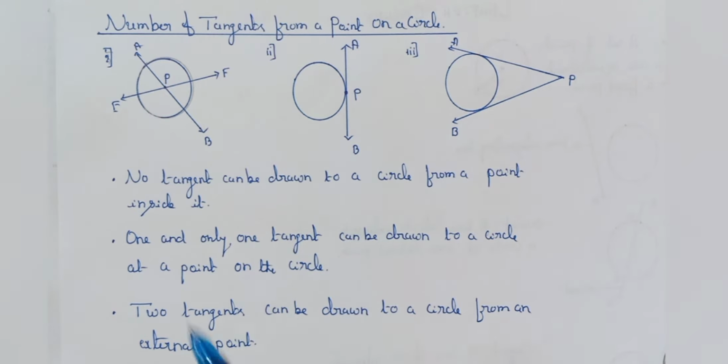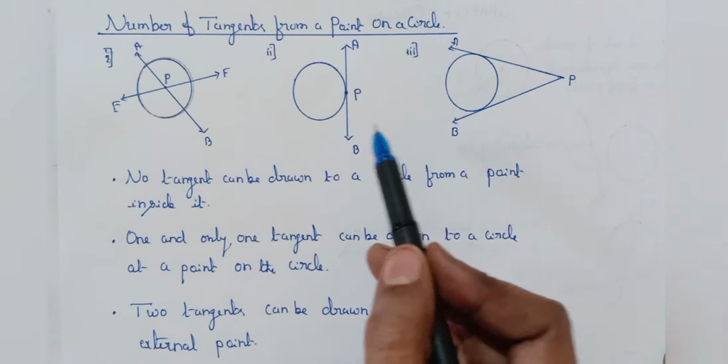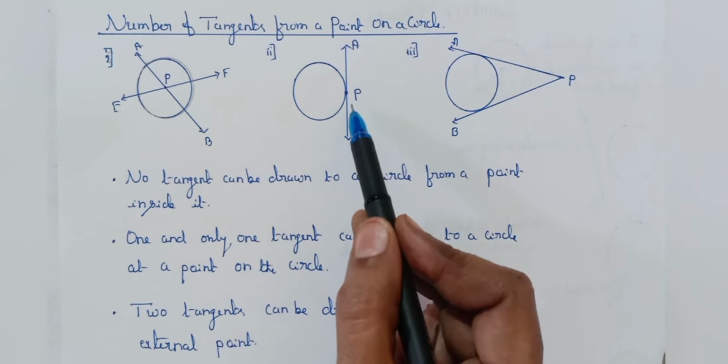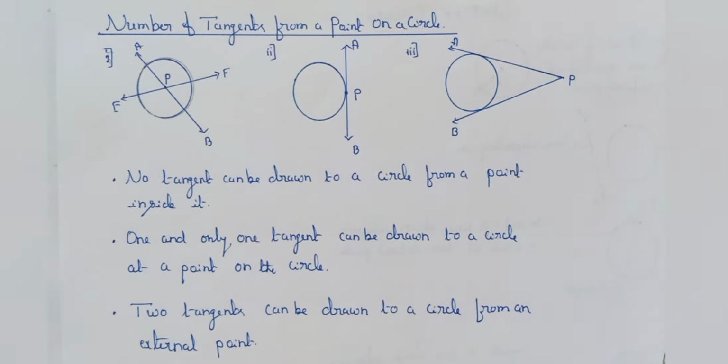If the point is inside the circle, we can't draw the tangent. If the point is on the circle, we can draw only one tangent. If the point is outside, then we can draw two tangents to the circle.